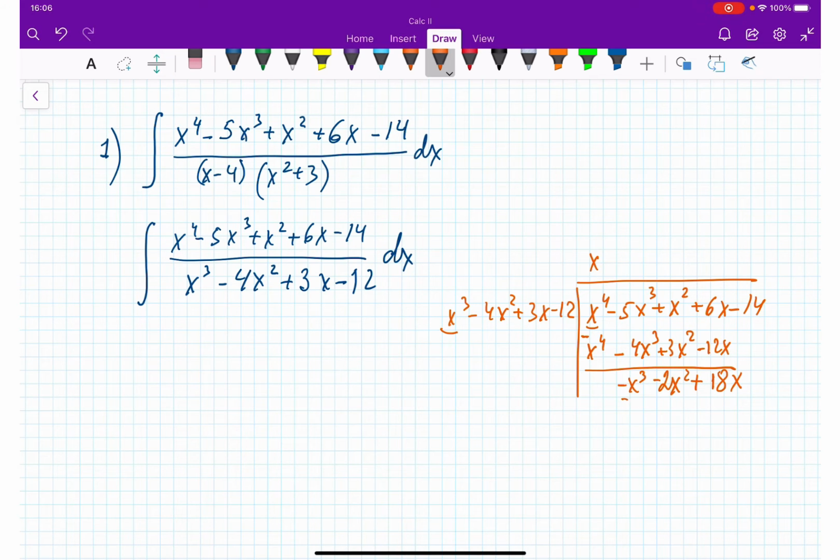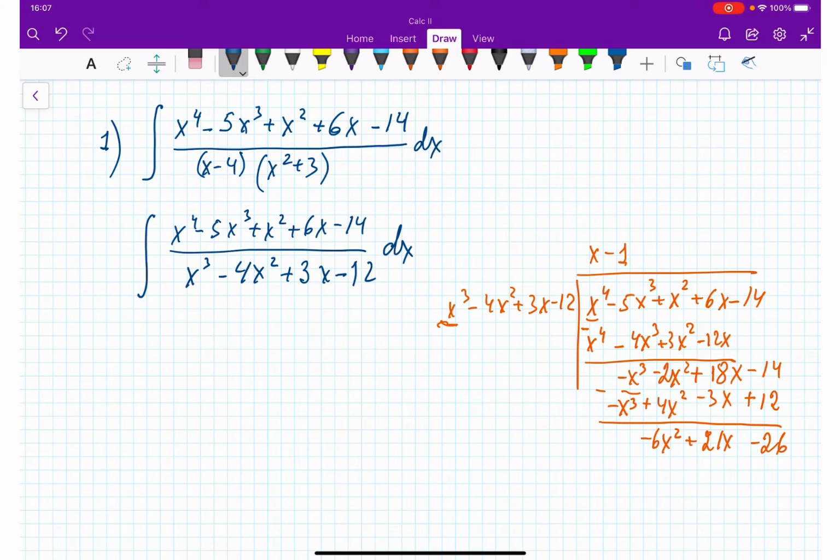So negative x cubed divided by x cubed gives negative 1. I bring down negative 14. Negative 1 times negative 12 is positive 12. Here it's going to be negative 3x, here 4x squared, and here I will get negative x cubed. Once again, I will place the link to the long division video. And we are getting negative 26, plus 21x, minus 6x squared.